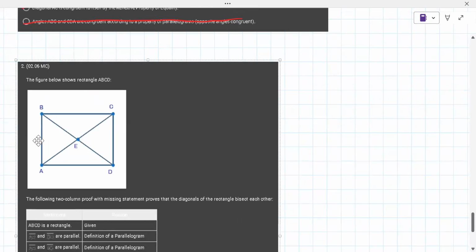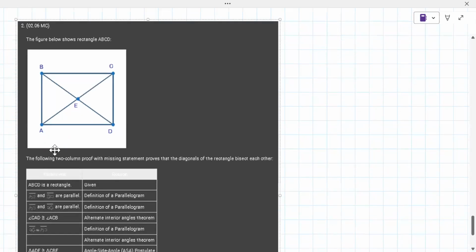All right, the figure below shows rectangle ABCD. There you go. That means that the opposite sides are congruent, they're parallel, the diagonals are the same. There's a lot of stuff going on here.